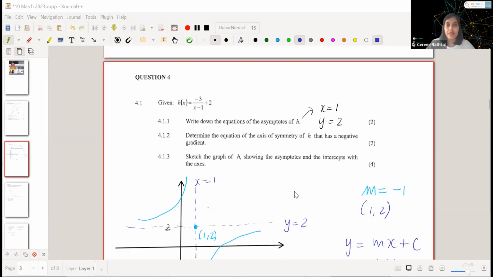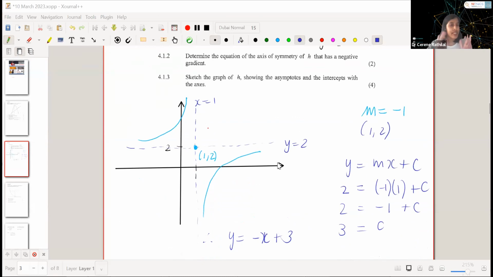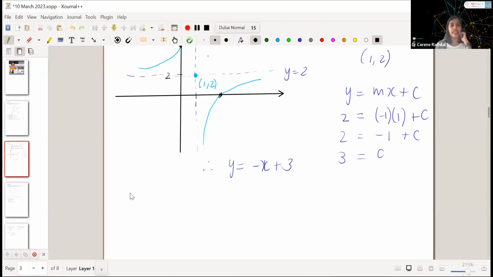Right, next bit. Sketch the graph of H showing the asymptotes, the intercepts, and the axes. So I've technically already given you a picture, isn't that so? What's missing in here? I have not told you what the intercepts are. So we know that we should expect a y-intercept, and we know that we should expect an x-intercept. So let's now go ahead and let's solve, right? So how do I find an x-intercept?